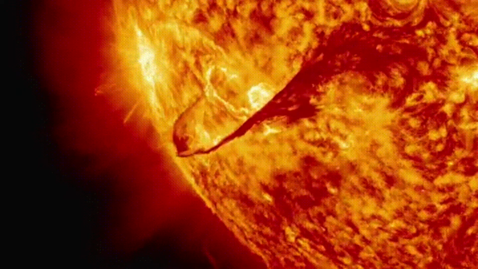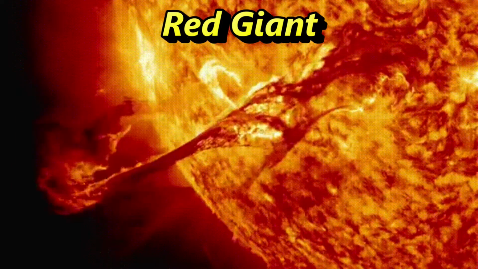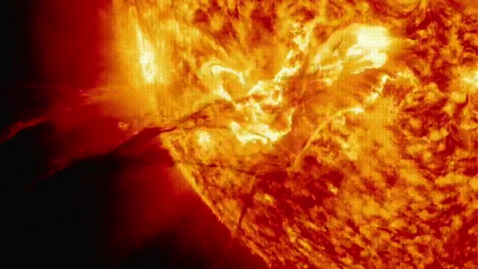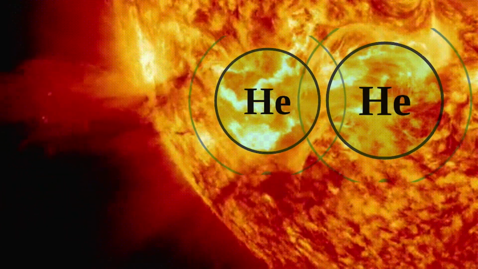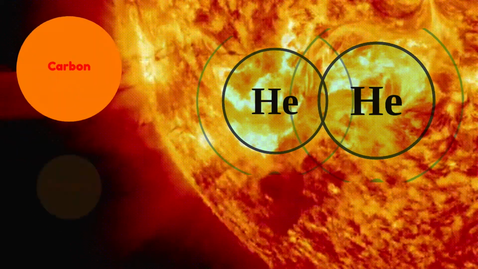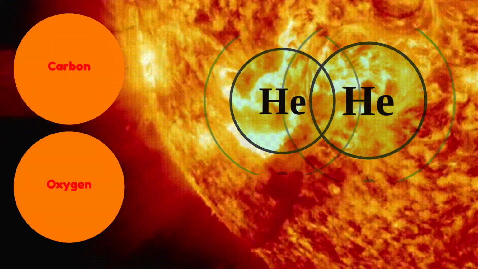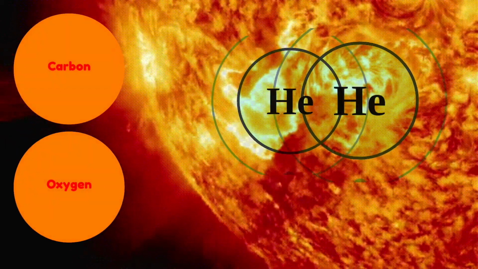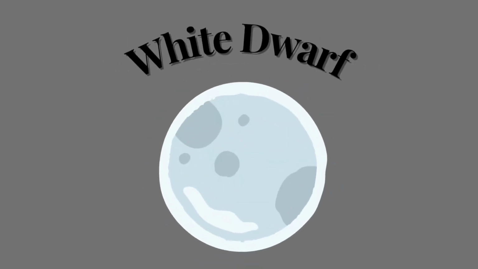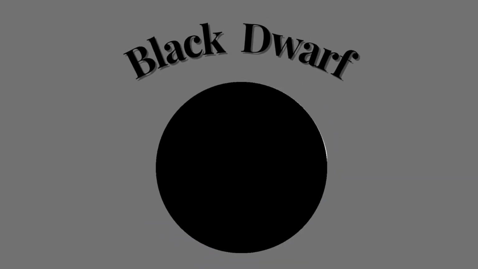When a medium star runs out of hydrogen, it becomes a red giant. Fusion continues, but instead of hydrogen, it converts helium, which is used to create new elements such as carbon and oxygen. If the star runs out of nuclear fuel, the outer material will be thrown out into space, resulting in a white dwarf. Eventually, the star will run out of heat and become a black dwarf.